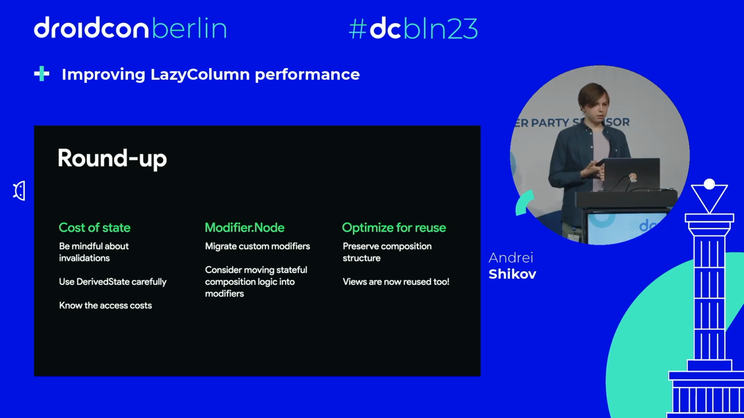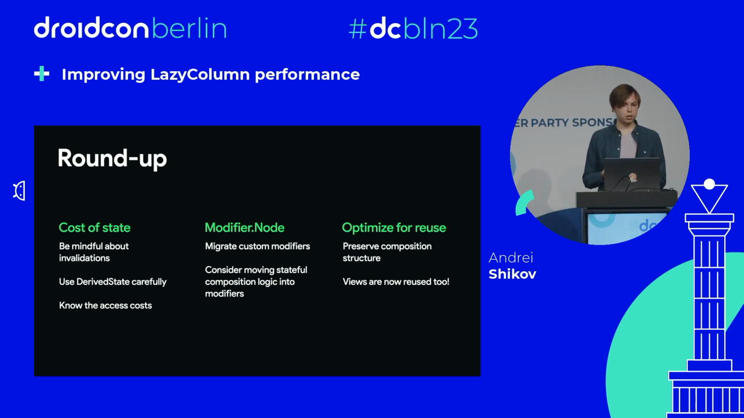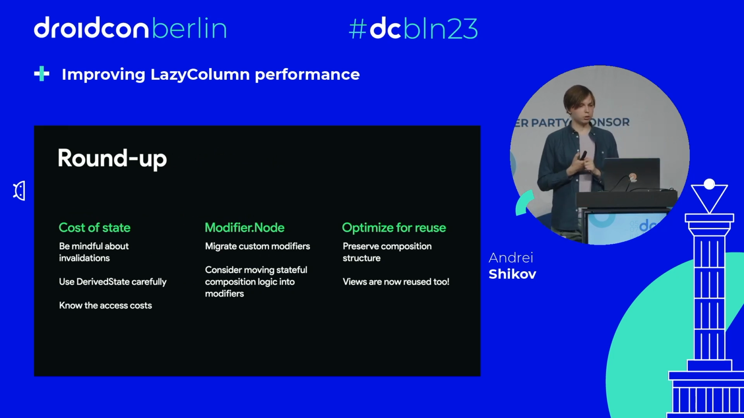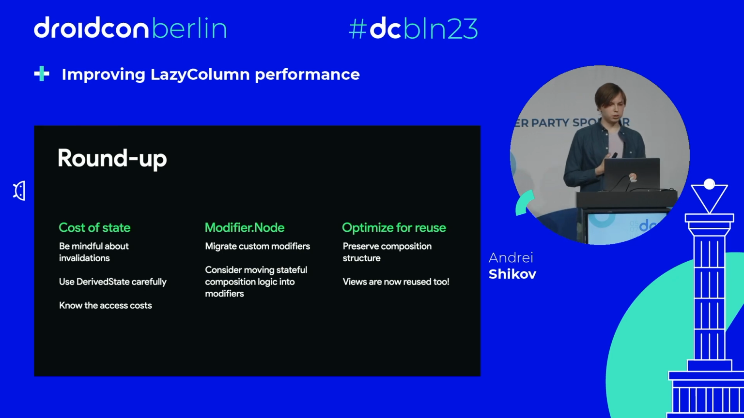So that's kind of it for me here. I just wanted to round up the things that we talked about today and see what we can take out of this talk. So first is the cost of state. State is not free. If you use state, you invalidate a lot. You also pay the cost of accessing the state and recording those reads in certain blocks. You also want to make sure to use derived state carefully, and know about the access cost as well.